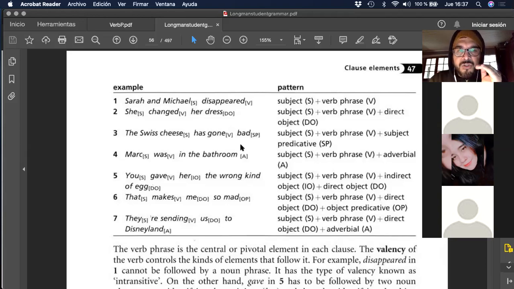Segundo patrón, entonces, es she changed her dress. Esto es diferente, entonces tenemos el que hace la acción, she, la acción, changed, y luego el que recibe la acción, her dress. Su valency pattern es SVO. Subject, verb phrase, direct object. ¿Por qué direct object? Si miramos hacia abajo nos vamos a dar cuenta que existe otro object que se llama indirect object.